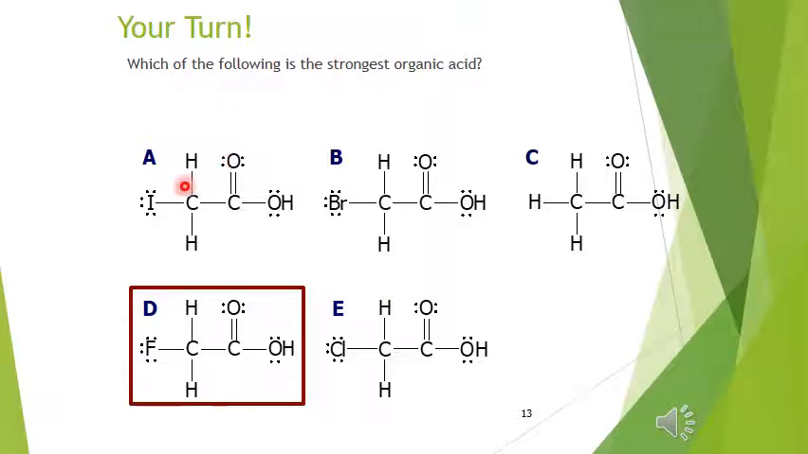All right. And the final part of this PowerPoint is this problem here. So let's take a look at these 5 here. This is a carboxylic acid, which we call an organic acid, COOH. What's different is the R group. The R group has to be able to draw electrons toward itself.